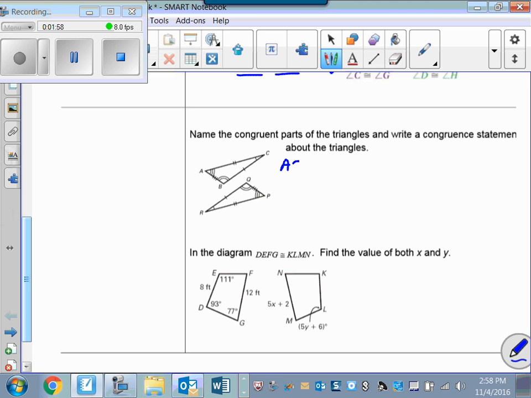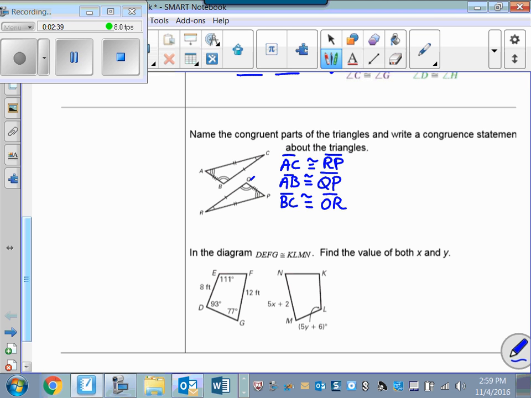What about AC? We know that AC is going to be congruent to RP because they have the same markings. We know that AB is congruent to the one with 3 marks, which is QP. That's a Q right there, I think. And we know that we have AC, AB, so how about BC? BC is congruent to QR.